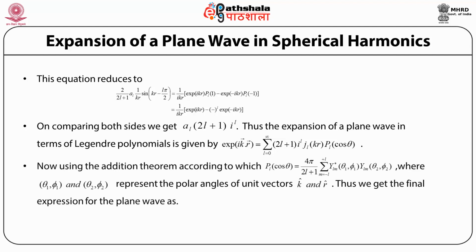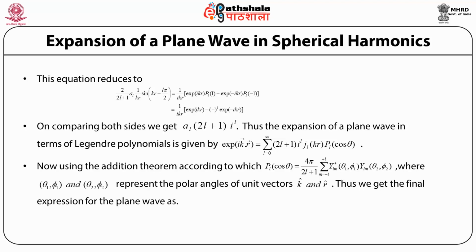Now, using the addition theorem, according to which P_l(cos θ) equals 4π by (2l plus 1) sum over m equal to minus l to plus l Y_lm star(θ1, φ1) into Y_lm(θ2, φ2), where θ1, φ1 and θ2, φ2 represent the polar angles of unit vectors k and r.